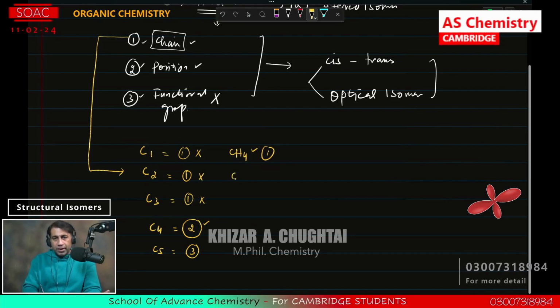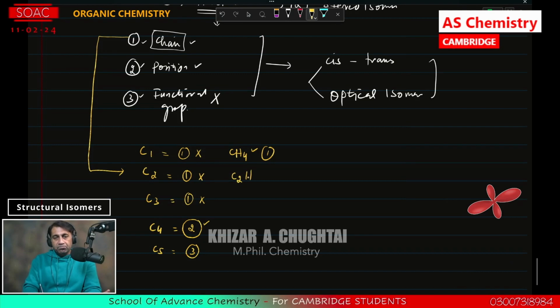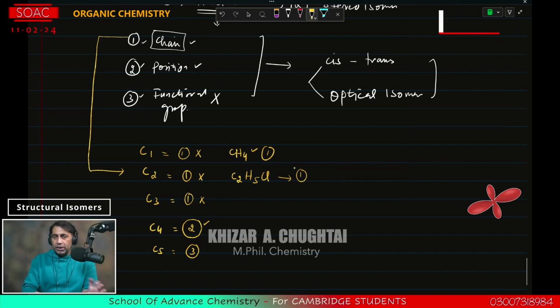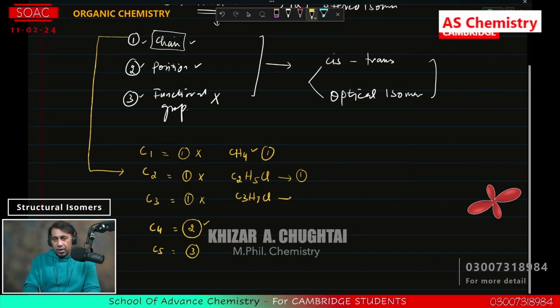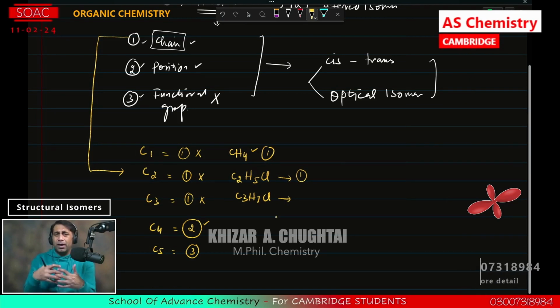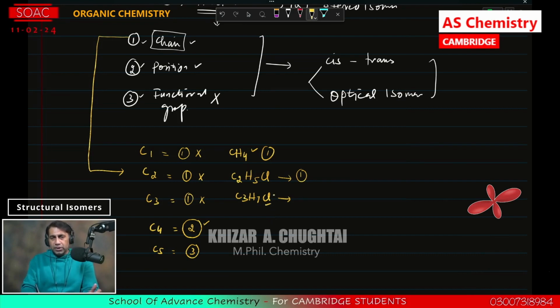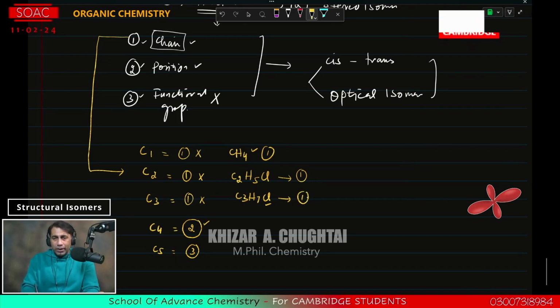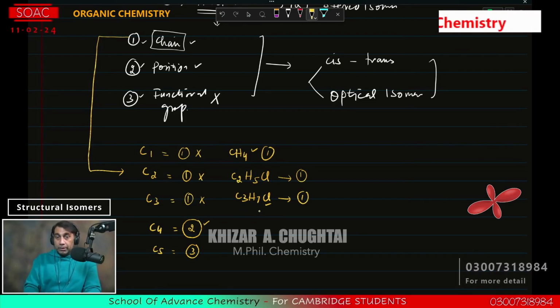In case of 2 carbons, let's suppose C2H5Cl. Because of the carbon chain, because of chain isomer, there is no other isomer, there is only one isomer of this compound. If I'm, let's suppose, having C3H7Cl or any other derivative of hydrocarbon, there may be Cl, there may be OH, there may be Br, there may be NH2 and so on. But only one structure is possible because of the carbon chain. So only one chain isomer is possible.